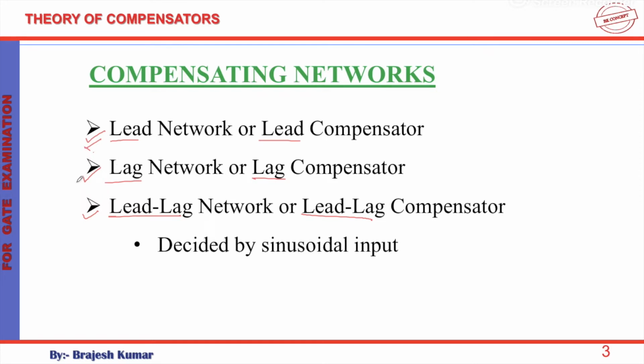And if the steady state output lags behind the input, the network is called a lag network. That is why the name lag. And this is basically phase lead and phase lag. While in case of a lead lag network, both phase lag and lead occur in various different frequency regions. The phase lag occurs in the low frequency region and the phase lead occurs in the high frequency region in case of a lead lag network. That is why they are known as lead lag networks.